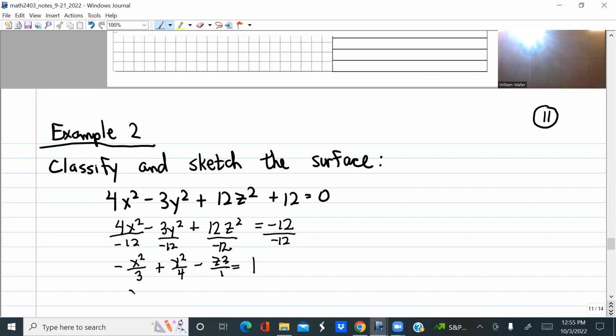And now let's put the positive term first. So I have y squared over 4 minus x squared over 3 minus z squared over 1, or just z squared, is equal to 1. Oh, right. That's looking maybe a lot more like something I can understand. Does that fit into one of those categories?